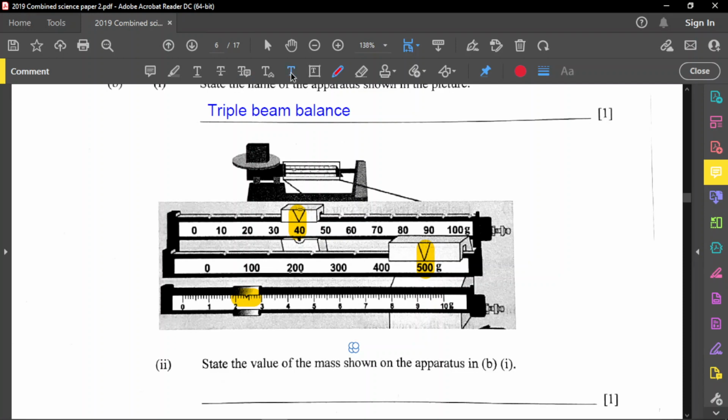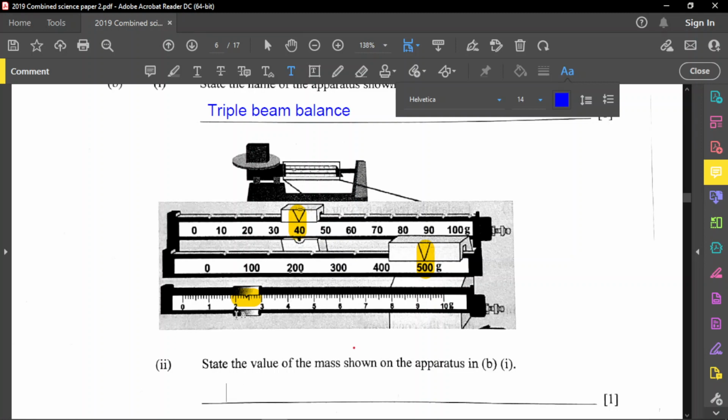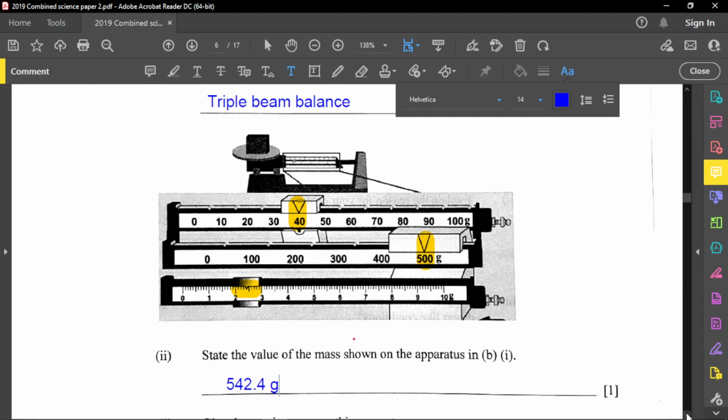So let me write down the answer right here. The first reading, the biggest reading, is 500. So it's 500 plus 40, so it's 540. And then 2.4, so 542.4 grams. All right, so that would be the mass on this triple beam balance. All right, let's go to the next question.